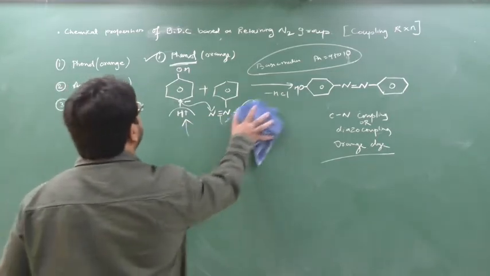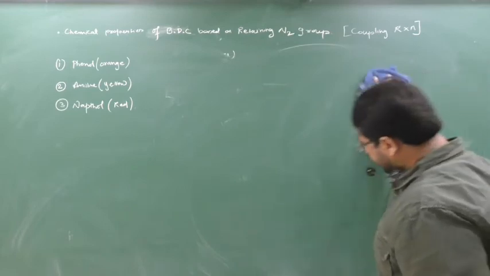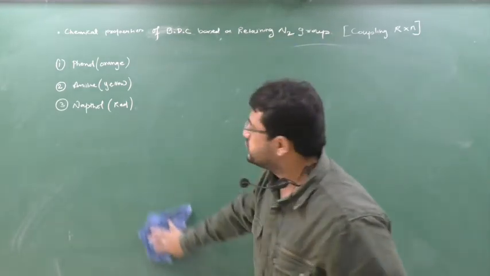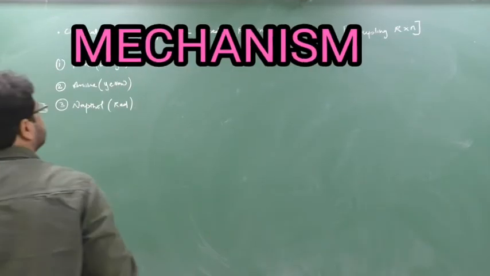Mechanism is only for this, other mechanisms we don't have. It's not that we don't have them, we have, but they are not in your course. Even this mechanism is also not in your course. Okay, so we'll see the mechanism.